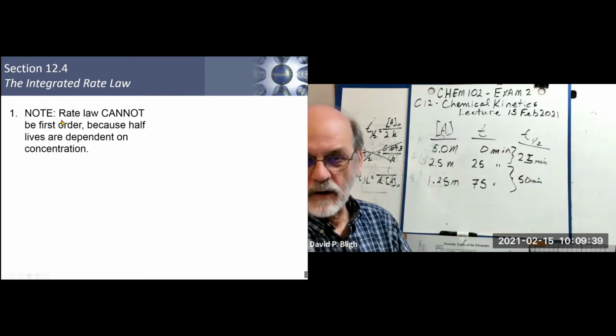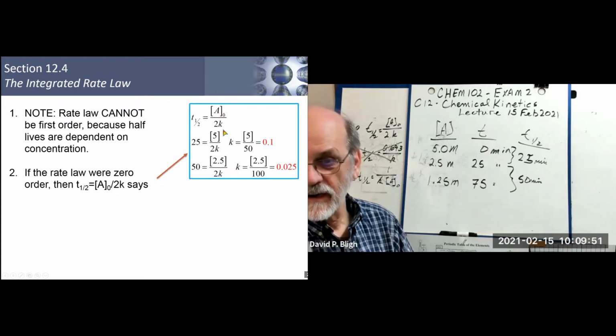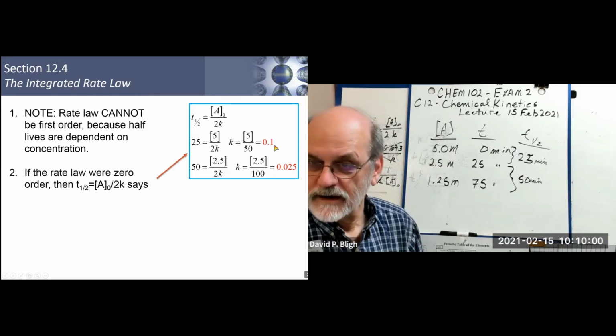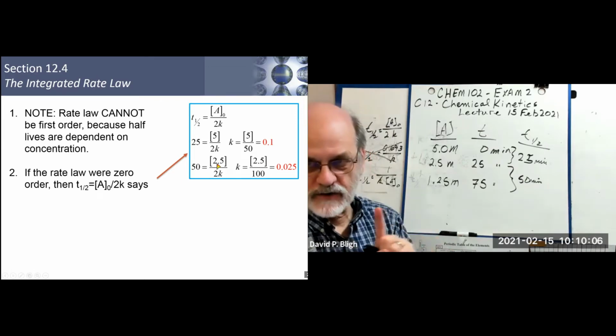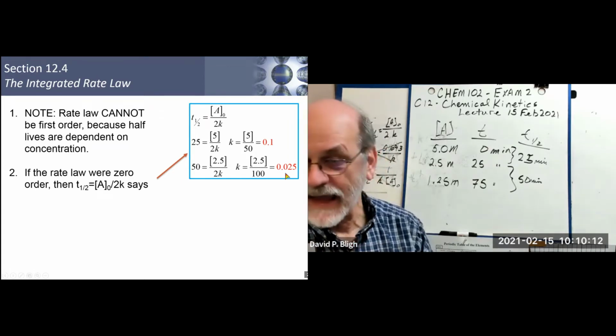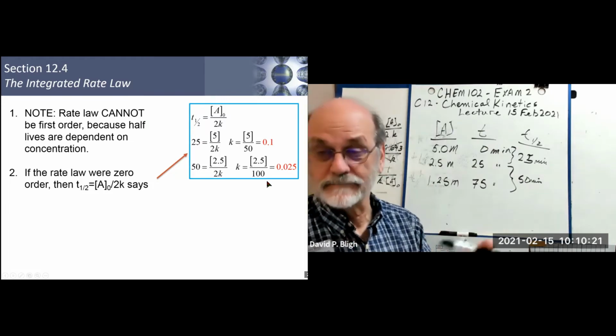Right, so here we go. We've already eliminated first order. So if the rate law were zero order, using this, then we would do our calculation, right? See here, we put in 25 minutes, starting concentration of 5, and calculate K. K is 0.1. Then we do it again for the second half-life, 50 minutes, at a different starting concentration, 2.5. And we find that K is 0.025. That can't be it, because K is a constant. It cannot change. Well, as long as you don't change the temperature, right?